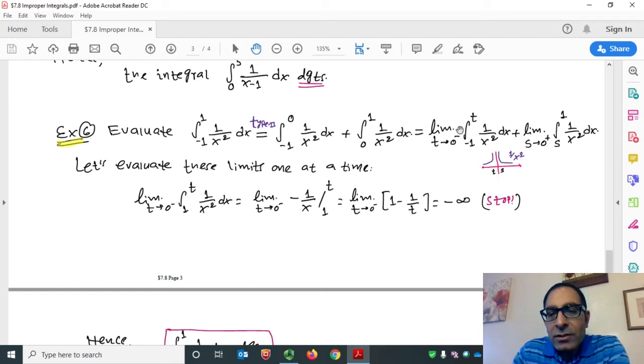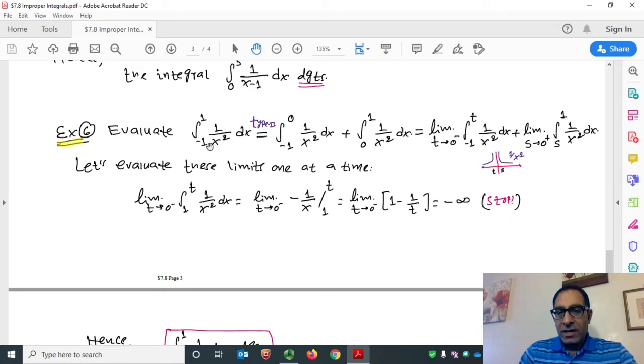So the first integral: limit as t tends to 0 from the left of the integral from -1 to t of 1 over x squared, plus limit as s tends to 0 from the right of the integral of 1 over x squared from s to 1. I hope this setup makes sense to you all here. Then let's evaluate these limits one at a time. And we know if one of the improper integrals on the right diverges, we don't need to evaluate the other integral, then automatically the left side improper integral diverges.